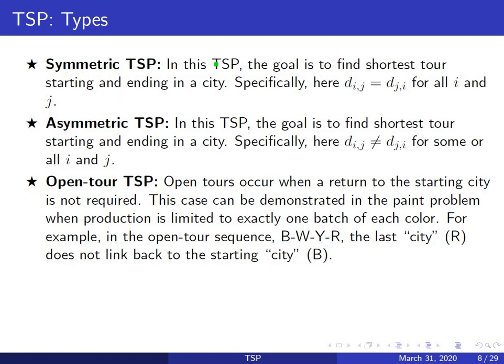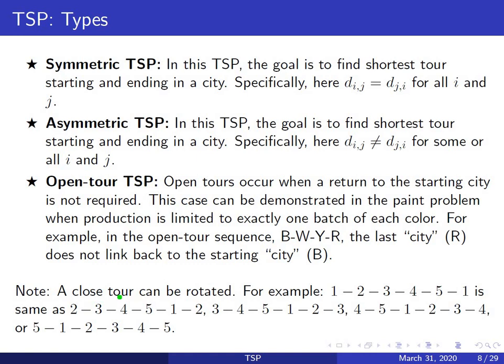In symmetric TSP, the distance from city I to city J is the same as the distance from city J to city I. One of the examples for the symmetric TSP could be the circuit board problem. In asymmetric TSP, the distance from city I to city J is not the same as the distance from city J to city I. An example for this asymmetric TSP could be the world tour problem. In the open tour TSP, you are not required to start from a home city and end at the home city. One of the examples for this TSP could be the t-shirt manufacturing problem.